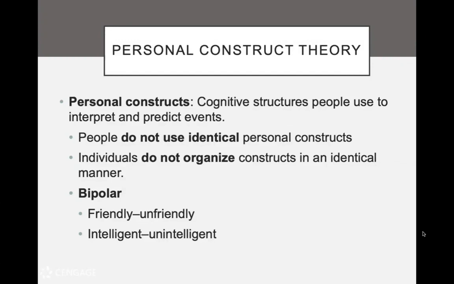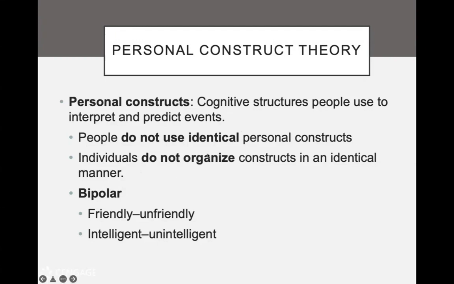Okay? So to get a rough idea of what your own personal constructs are, ask yourself what you tend to notice about people when you first meet them. The first few thoughts that come to mind are probably some of the constructs you typically use to make sense of other people and their behaviors. And so what do personal constructs mean? They're cognitive structures people use to interpret and predict events. People do not use identical personal constructs, and they do not organize constructs in an identical manner.